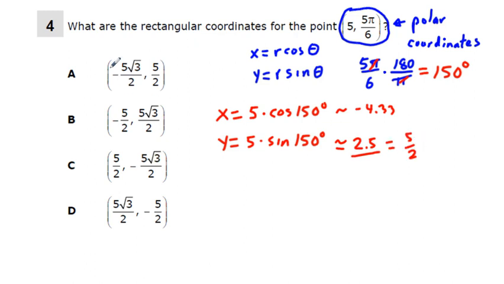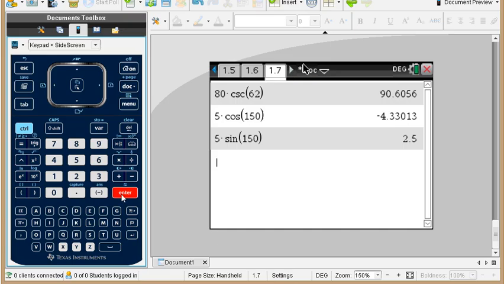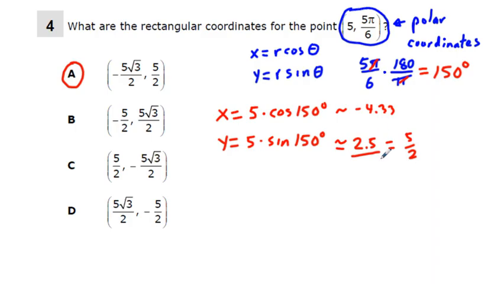And negative 5 square root of 3 over 2, we can go over here. Negative 5 square root of 3 over 2. What do we get? Yeah, negative 4.33. So A is definitely our correct answer. This one shouldn't be too hard.